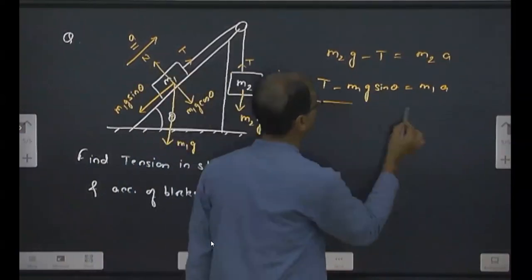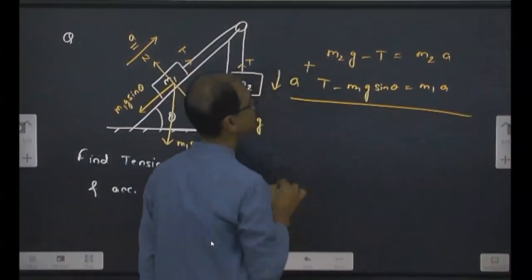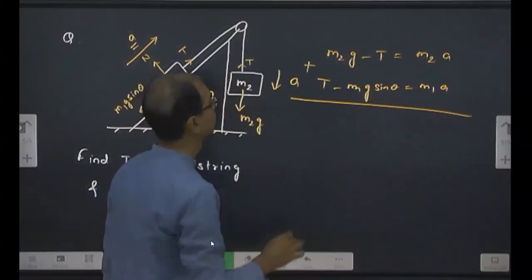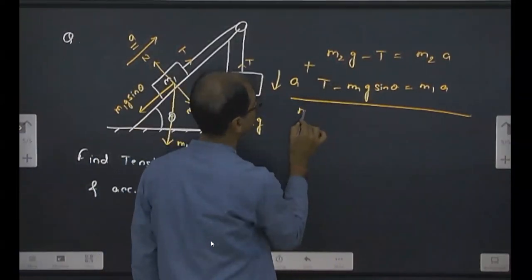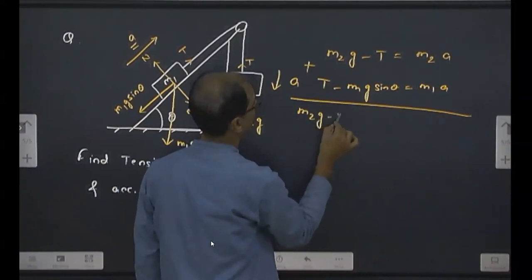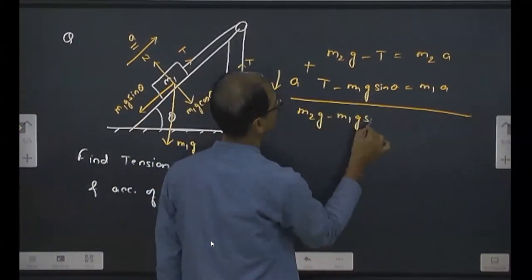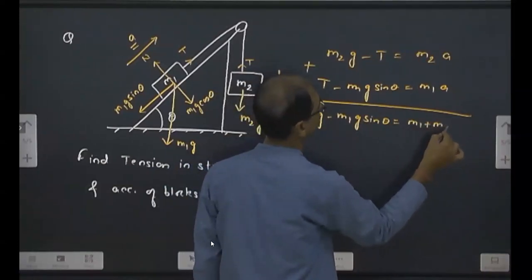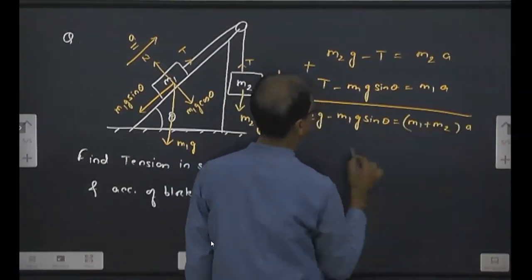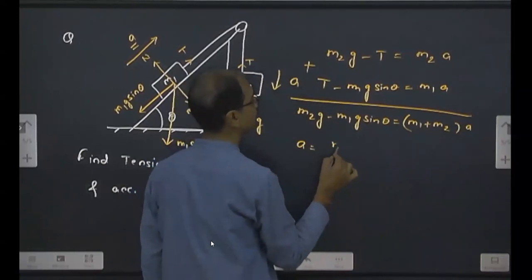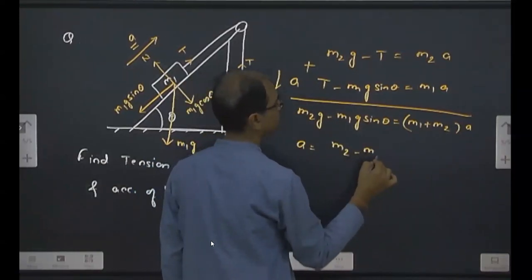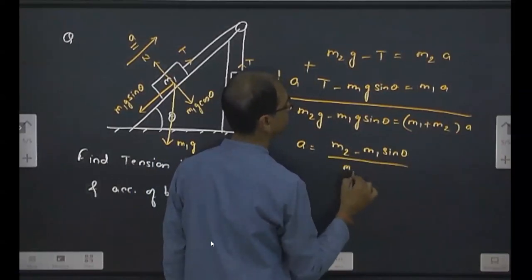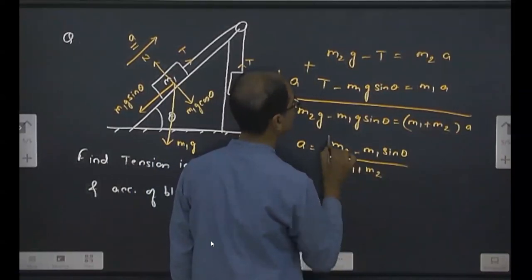Solve them, or rather add them. So minus T plus T cancel. So what we got? M2G minus M1G sin theta equal to (M1 plus M2) into A. So the acceleration we are getting is (M2 minus M1 sin theta) by (M1 plus M2) into g.